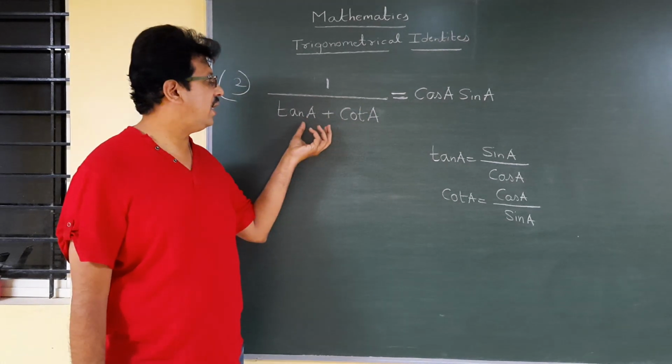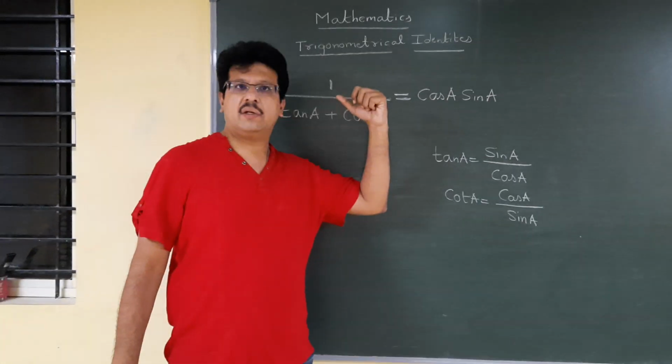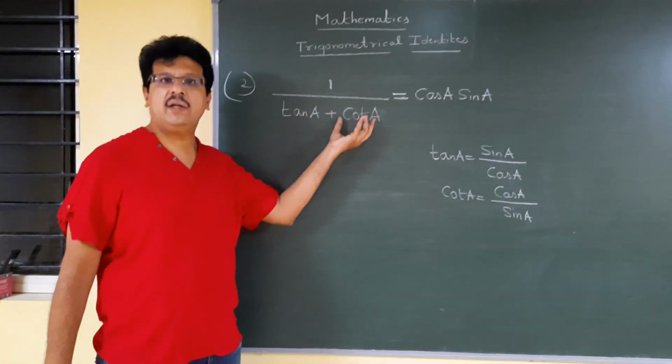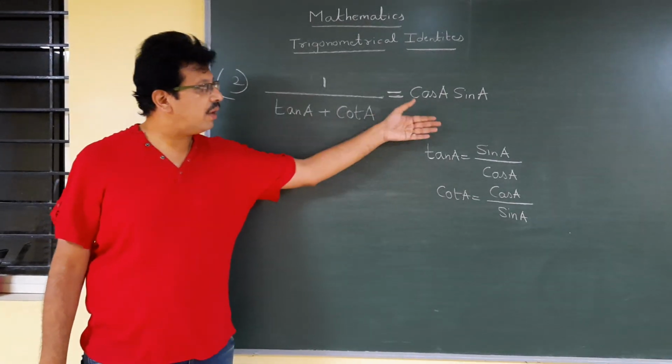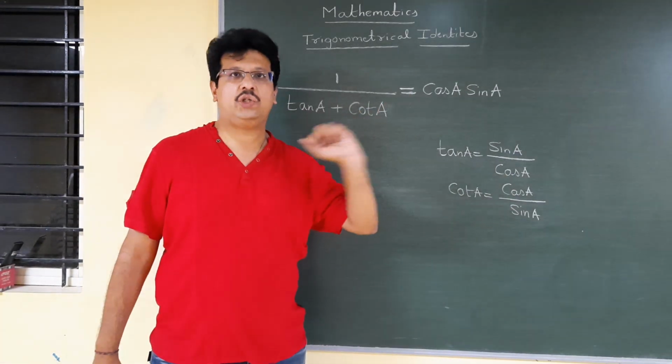See, when I take the left hand side, I should always keep in mind what is there in the RHS, right hand side: cos and sin A. So I have to convert tan A and cot A in terms of sin and cos. That is the reason this is called quotient relations. Quotient means like sin A by cos A. That's the meaning of quotient relations.